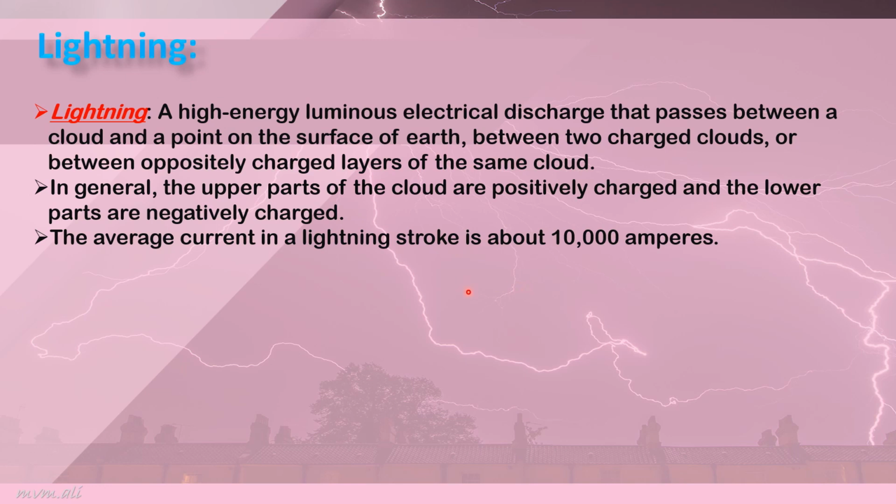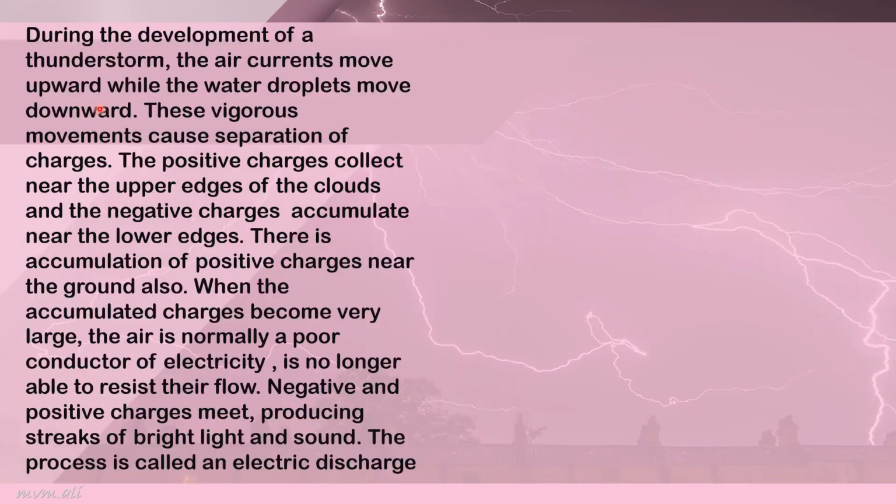So just imagine the strength of the electric current delivered during the lightning process, which is almost 5,000 times the normal electric current we use for household purposes. The strength of the electric current during the electrical discharge is very strong, beyond our imagination. But it will last only for a fraction of a second. Now we can go on to discuss how lightning formation occurs. During the development of a thunderstorm, the air current moves upward while the water droplets move downward.